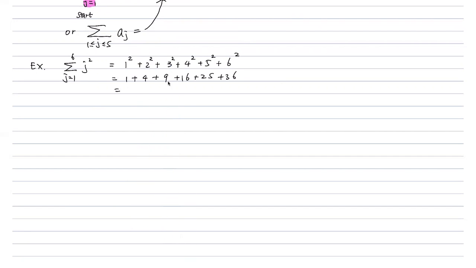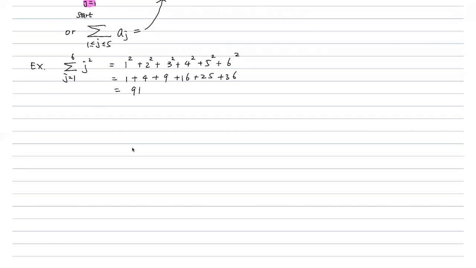So it'll be 1 plus 9 is 10. Well, maybe I don't need to calculate it. So 10 plus 20, which is 30. 30 plus 25 is 55. 55 plus 36 will give us 91 right here. All right, so that will be the answer for this one.